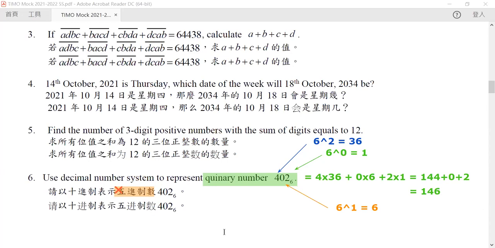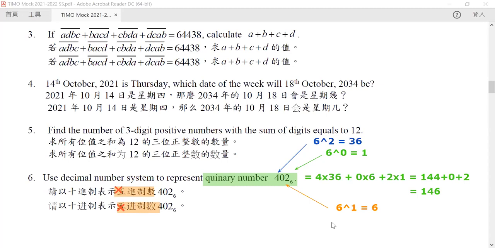I mean, there are some typos in here, but the answer is correct. So this is question number 6.